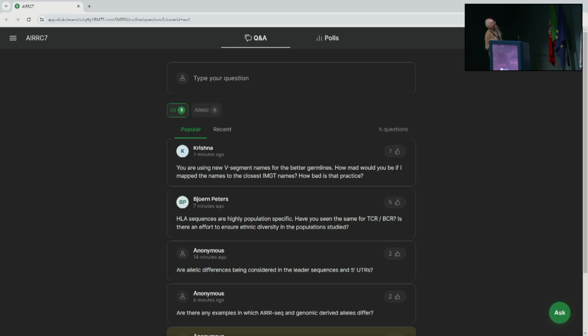Question on fire. You are using new V-segment names for the better germlines. How mad would you be if I mapped the names to the closest IMGT names? How bad is that practice? Well, I'm not mad at all. The idea is, with existing sequences as well as new ones, to give every sequence a unique identifier to let you do that mapping.